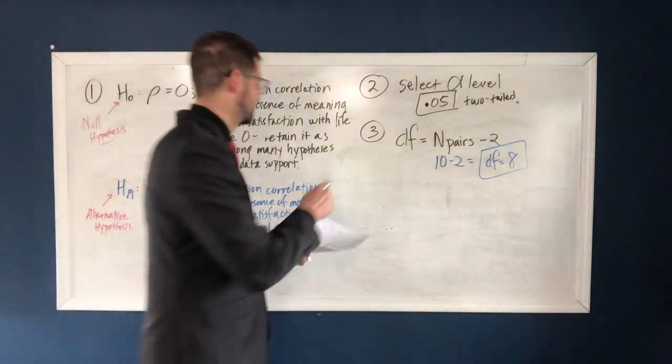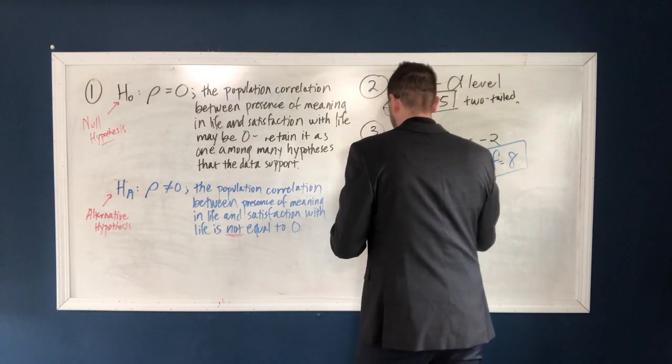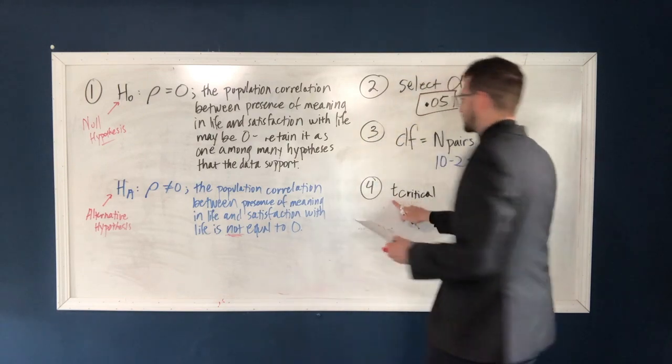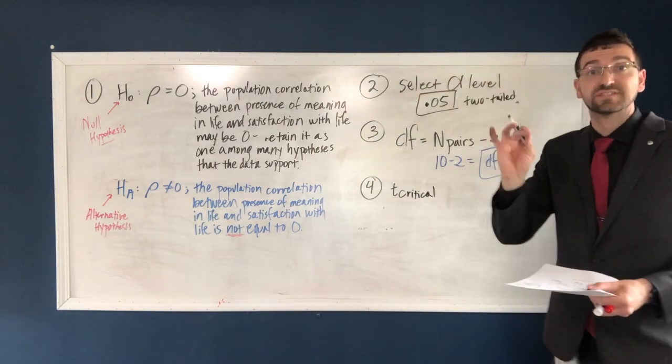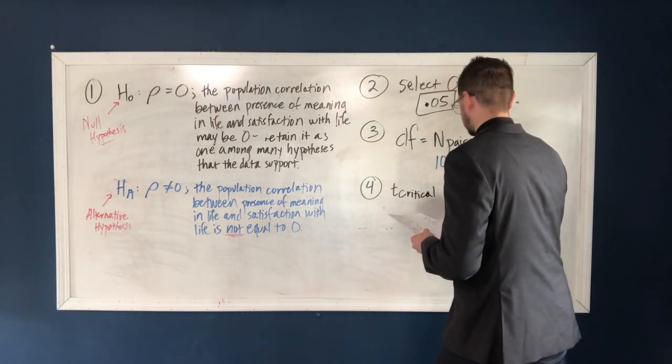Okay, we're doing well. Let's keep on going. Step 4 is where we find our t-critical value. So I'm just writing t and then subscript critical.